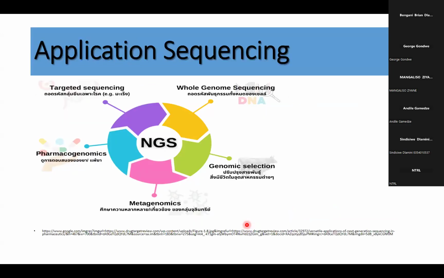So the general applications for sequencing are targeted sequencing, whole genome sequencing, pharmacogenomics, and genomic selection. We're going to focus mainly on the first two: targeted sequencing, which is the one you are actually using for determining drug resistance, and whole genome sequencing, which will be used for surveillance.